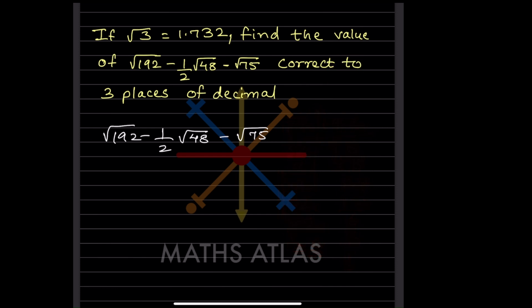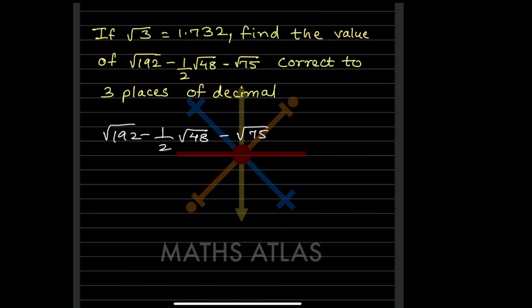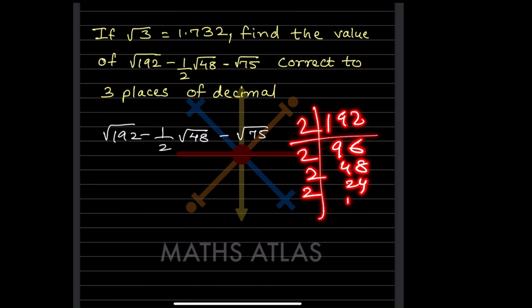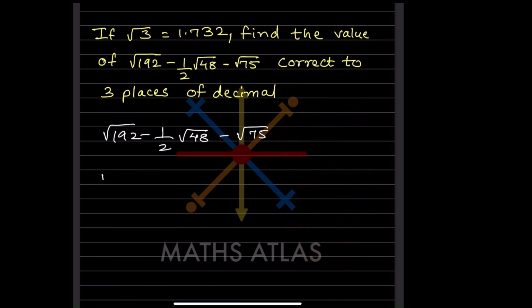So what we can do here is once again go through it. 2 96s are 192, 2 48s are 96, 2 24s are 48, 2 12s are 24, 2 6s are 12, 2 3s are 6, and 3 1s are 3. So 2 2s are 4, 4 2s are 8, 8 2s are 16, 16 2s are 32, 32 2s are 64. So yes, 64 is a perfect square. So now we can write this as root of 64 multiplied by 3. In the previous one we were getting 4, which also was a perfect square, but we have to look for the bigger number.